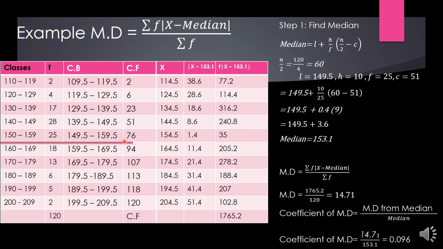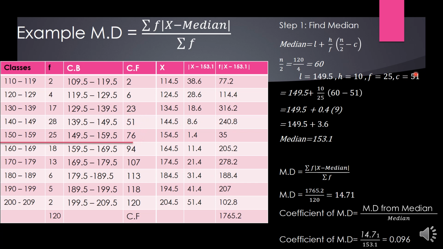Once you draw this line, you need to find your L from the median formula. L is the lower class boundary of the median class. So from this line, which is your median class, we locate our lower class boundary, which is 149.5, and then H is the class interval, as you know. F is the frequency of the median class. So here we have the frequency column, and this 25 is our F. C is the cumulative frequency of the class one step previous to the median class, which is 51.